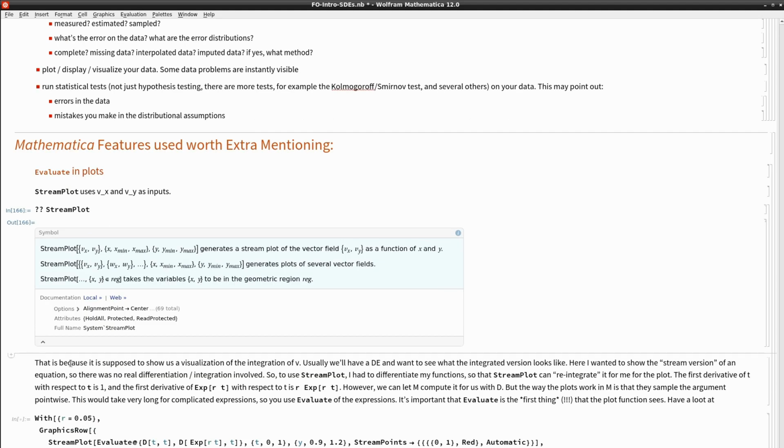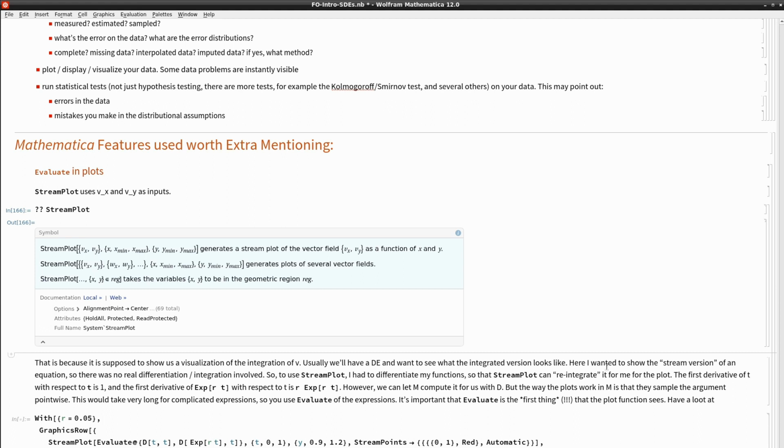So this is great, because it is supposed to show us a visualization of the integral, right? Usually we'll have differential equations and we want to see what the integrated version looks like. We want to visualize the solution without having it, basically, because the result of the StreamPlot is a numerical approximation of the visual picture, the flow that is represented by the differential equation in question.